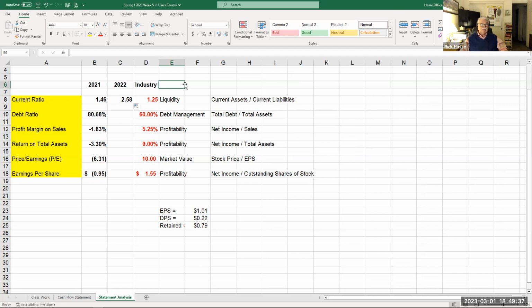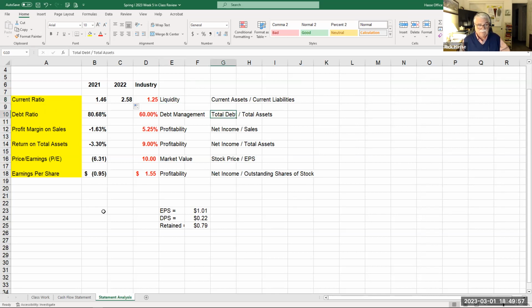This company has an inventory problem because they have high inventory. They need to clean that up. And that's called liquidity. It's a liquidity issue. Current ratio. The next important ratio, and perhaps the most important of all, is called the debt ratio.